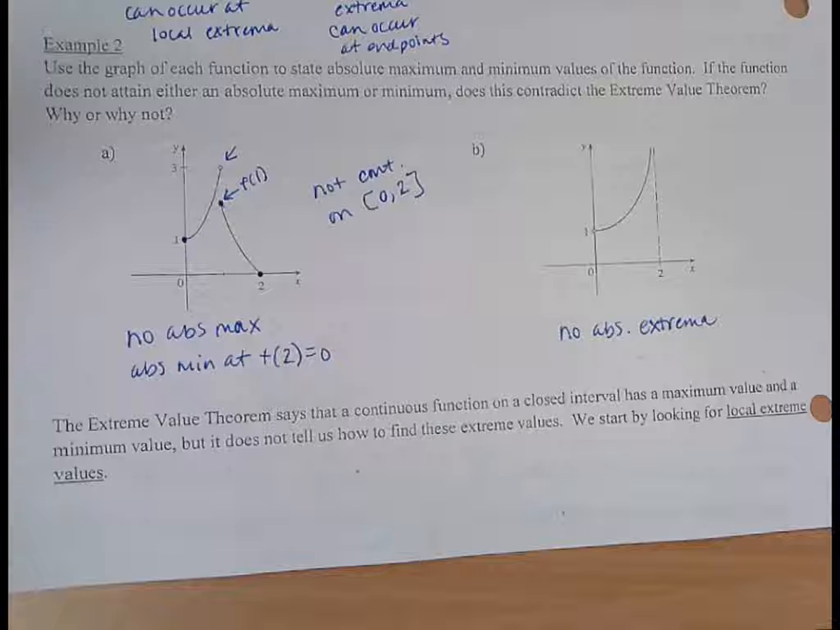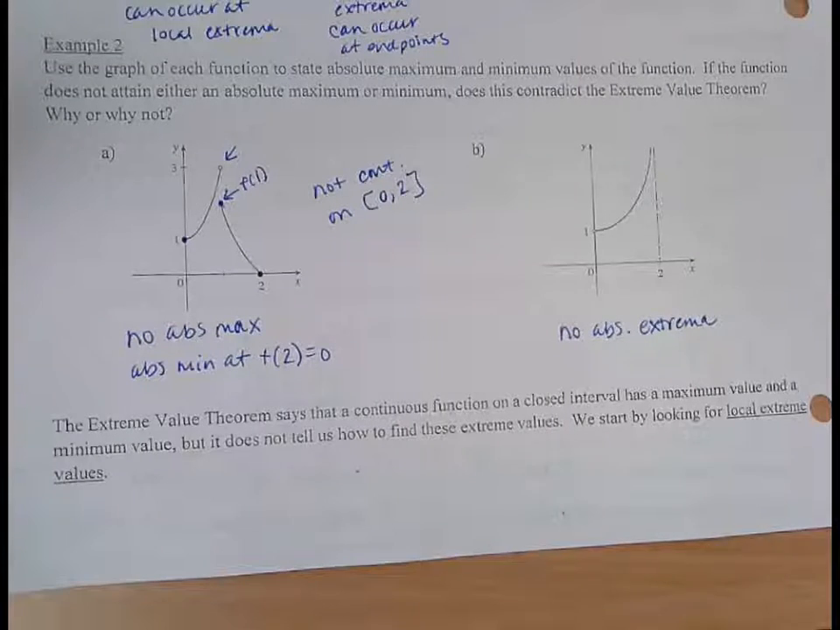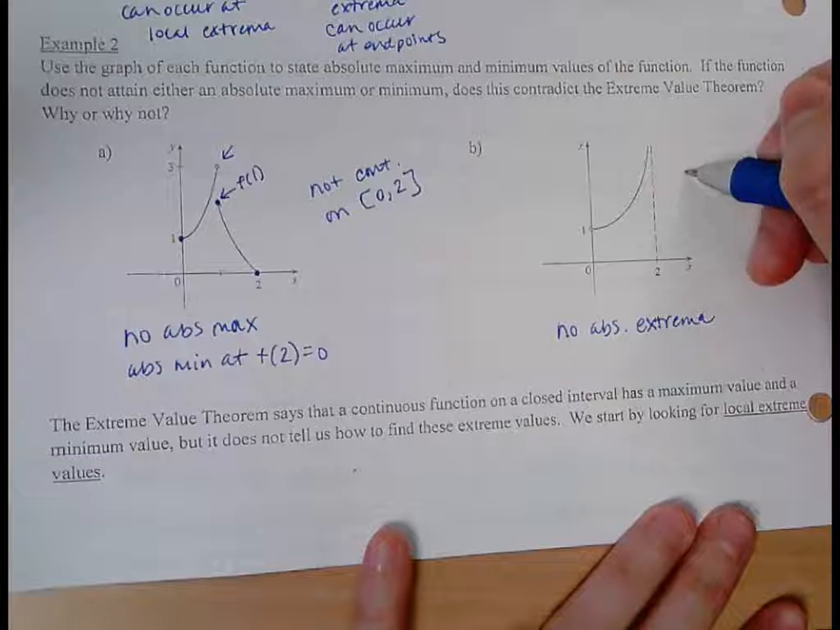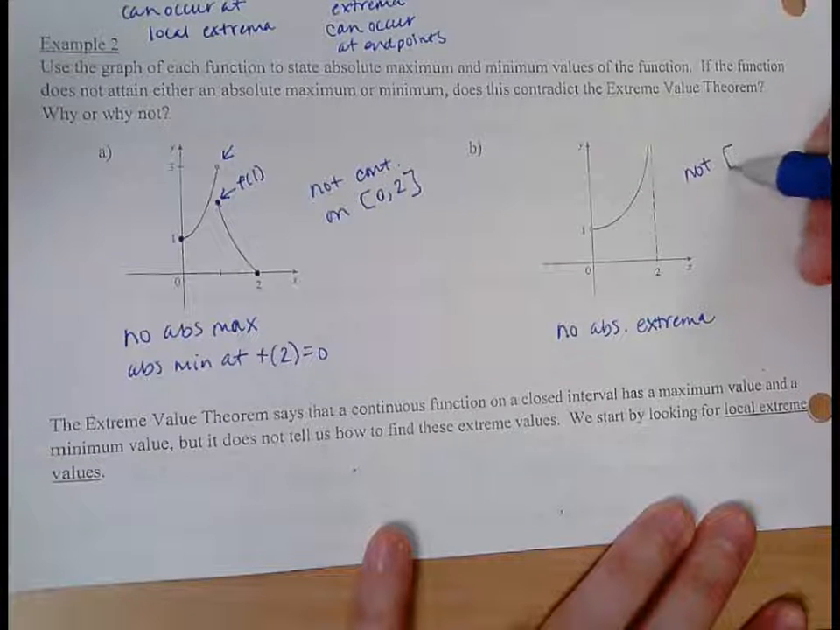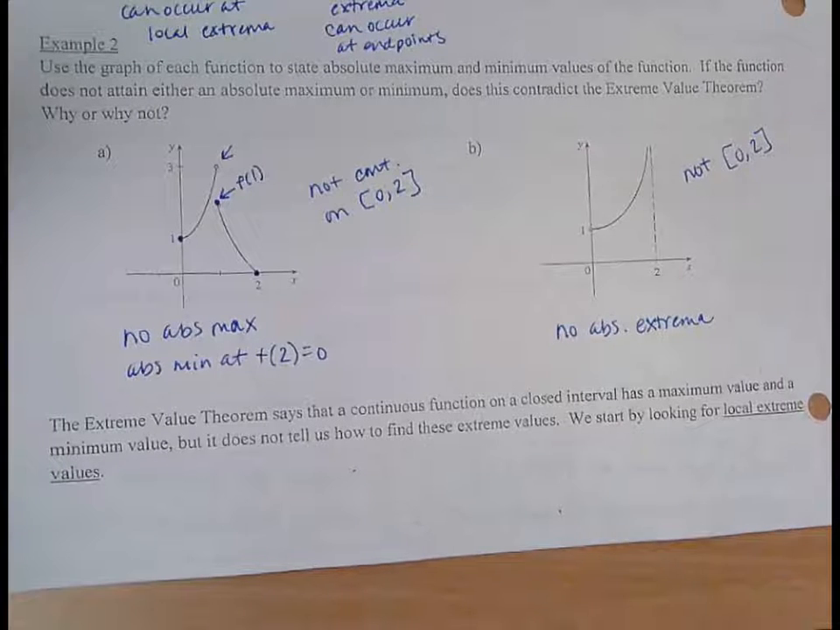Not a closed interval. The extreme value theorem says it has to be continuous. This function is continuous, but it's not on a closed interval. This is continuous on the open interval. So I'll just put it's not a closed interval from 0 to 2. It's an open interval.